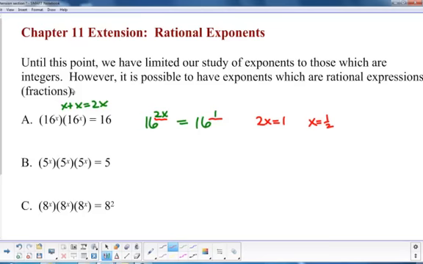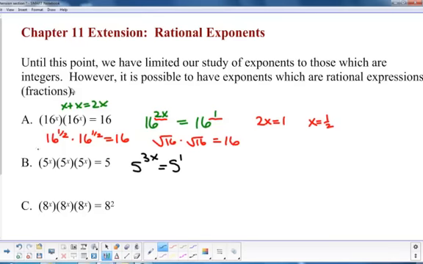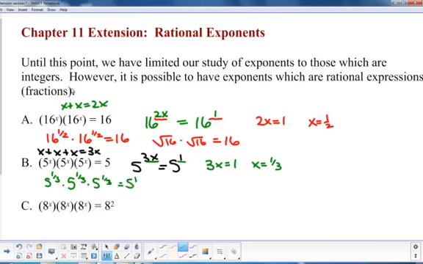So this is explaining that 16 to the 1/2 times 16 to the 1/2 will equal 16. That makes a lot of sense, because the square root of 16 times the square root of 16 would equal 16. All right, so this time we have 5 to the 3x equaling 5 to the 1, because x plus x plus x is 3x, and we're adding our exponents. So our bases are the same, so we want to know when 3x will equal 1, and that's when x is a third. So this is telling me that 5 to the third times 5 to the third times 5 to the third will equal 5 to the 1.